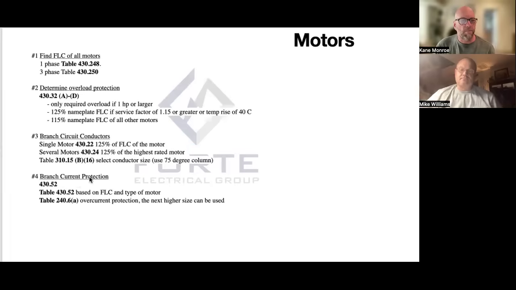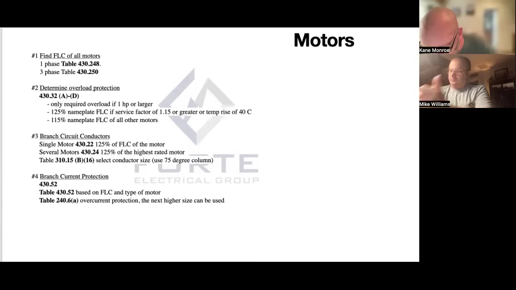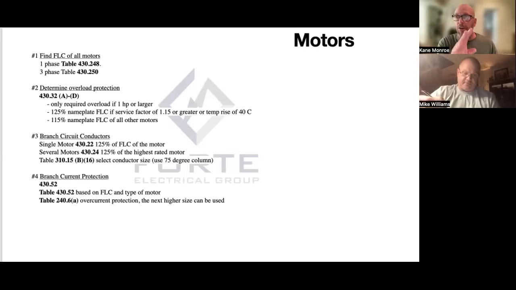So branch circuit protection. 430.52. Maximum rating or setting of the motor circuit short circuit and ground fault protection devices. Exactly. And make sure you put step number 4 on there.